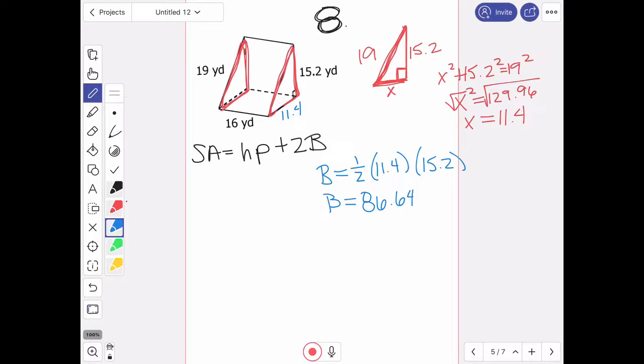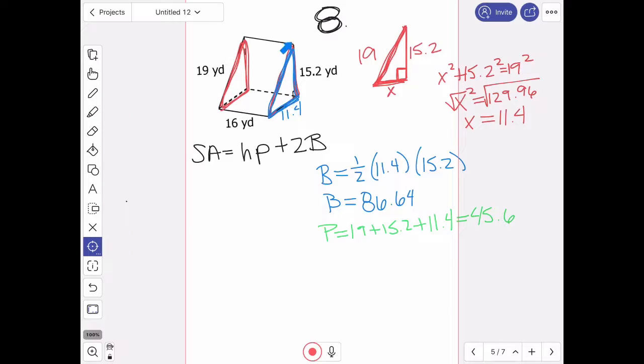Now, I need to find the perimeter of that base. So my perimeter, I'm just going to take all the sides in my triangle and add them together. So perimeter is going to be 19 plus 15.2 plus 11.4 to get 45.6. And then my height for this triangular prism is still going to be, not 15.2, my bad, 16 yards, because it's the height between the bases.